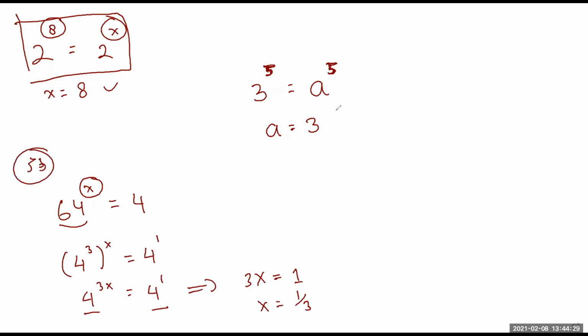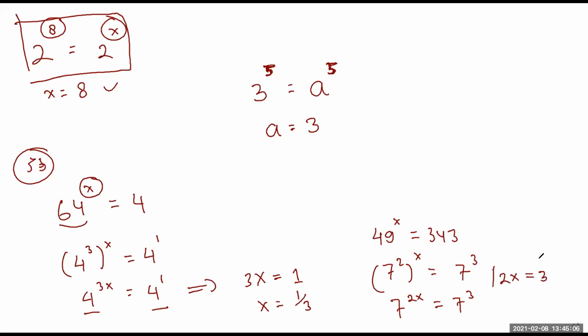For example, I use another one, number 55. 49 to the x power equals 343. How to find x? Make it an equal base. So this one is 7 squared, and this one is 7 cubed. Okay, so it is 7 to the 2x power equals 7 to the 3rd power. Since the base is the same, therefore 2x must be equal to 3. Then x equals 3/2.